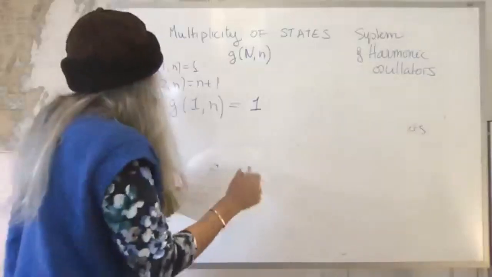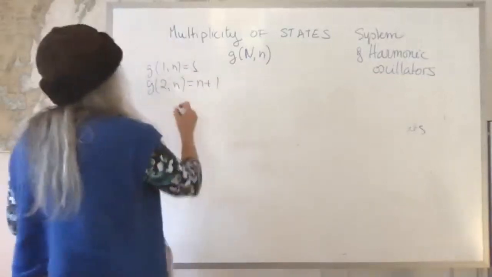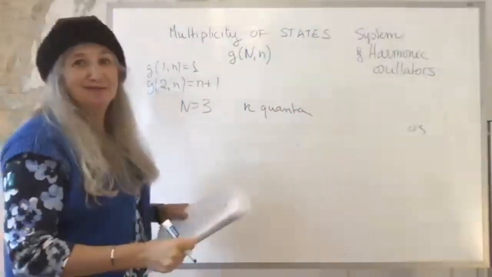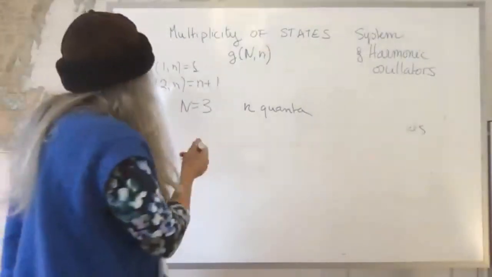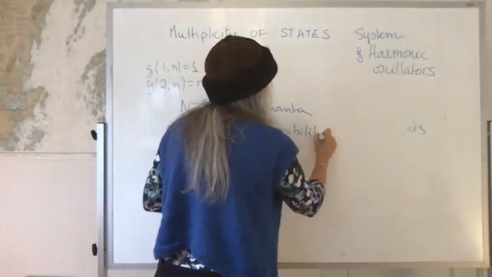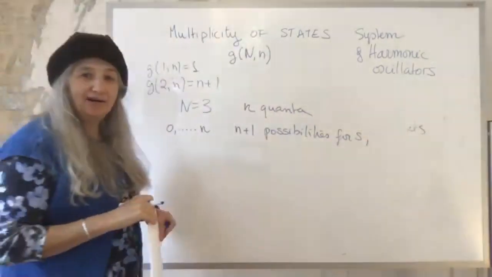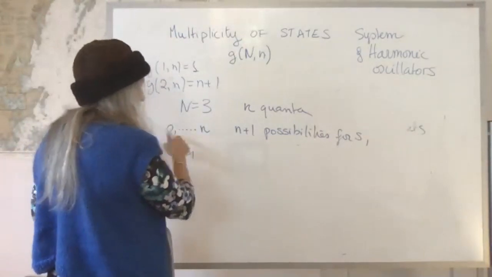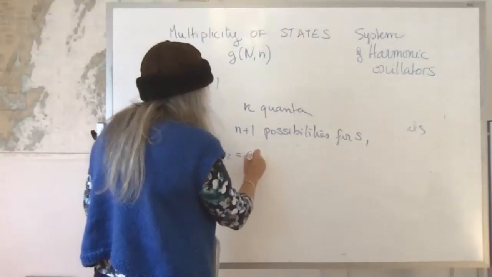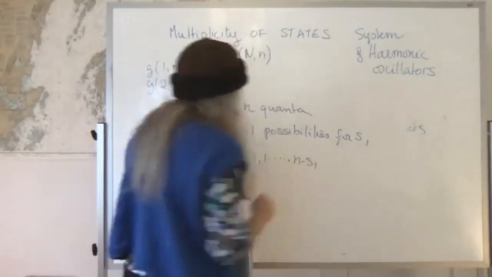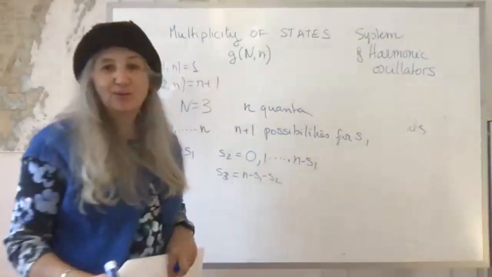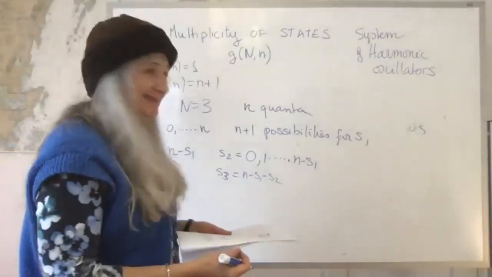Okay, so we can take this one further and say, what if N is 3? N is 3. So that's the number of oscillators and n quanta. Okay, so how many ways can we distribute? Well, we can choose how much energy the first one gets. So the first one, you can have 0 all the way up to n, so there are n plus 1 possibilities for S1. But now how much energy do I have left? So the amount of energy I have left is this. And so the second one can get S2. So S2 can be 0, 1, all the way up to this. And then S3 is determined. So there's no ways to choose S3 once I've picked S1 and I've picked S2.